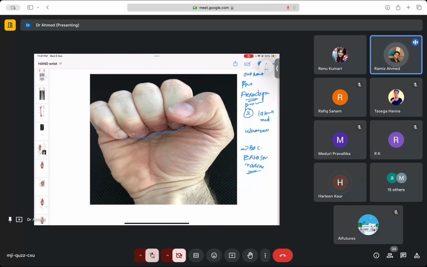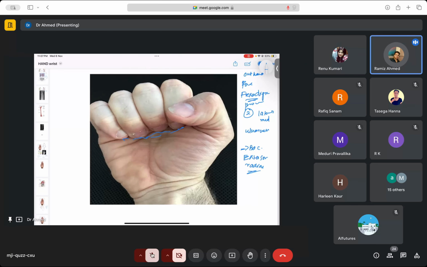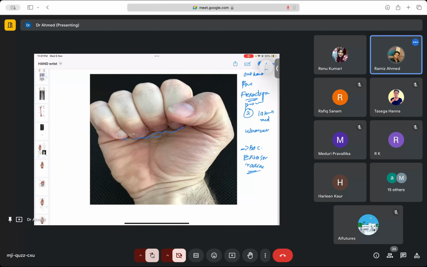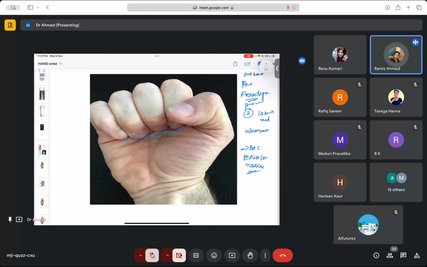The median nerve supplies the flexor muscles, and it passes through the flexor retinaculum, and it supplies the thenar muscles, the lateral two lumbricals, and sensory supply on the lateral 3.5 fingers, anterior side. Perfect.